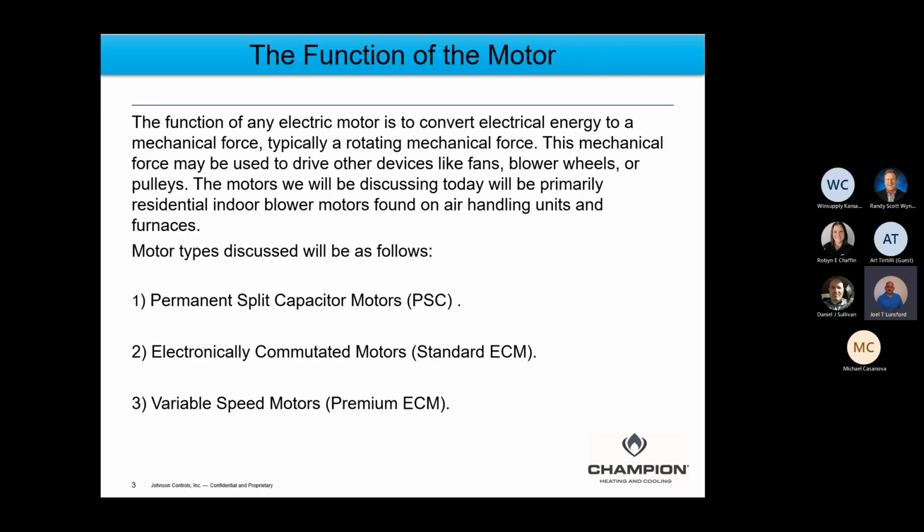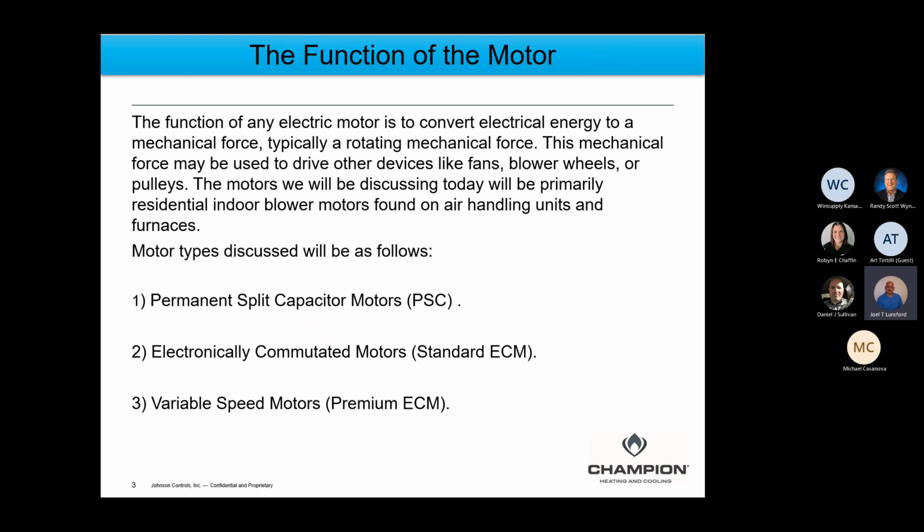So the function of any electric motor, the basic idea, is to convert electrical energy to a mechanical force, typically a rotating mechanical force. And the reason I say that is because there actually are what we call linear motors or linear rail type devices that are a type of motor, but they move things along in a straight line. So when we're talking about motors for the HVAC industry, we're going to be talking about a motor that's converting electrical energy to a rotating mechanical force.